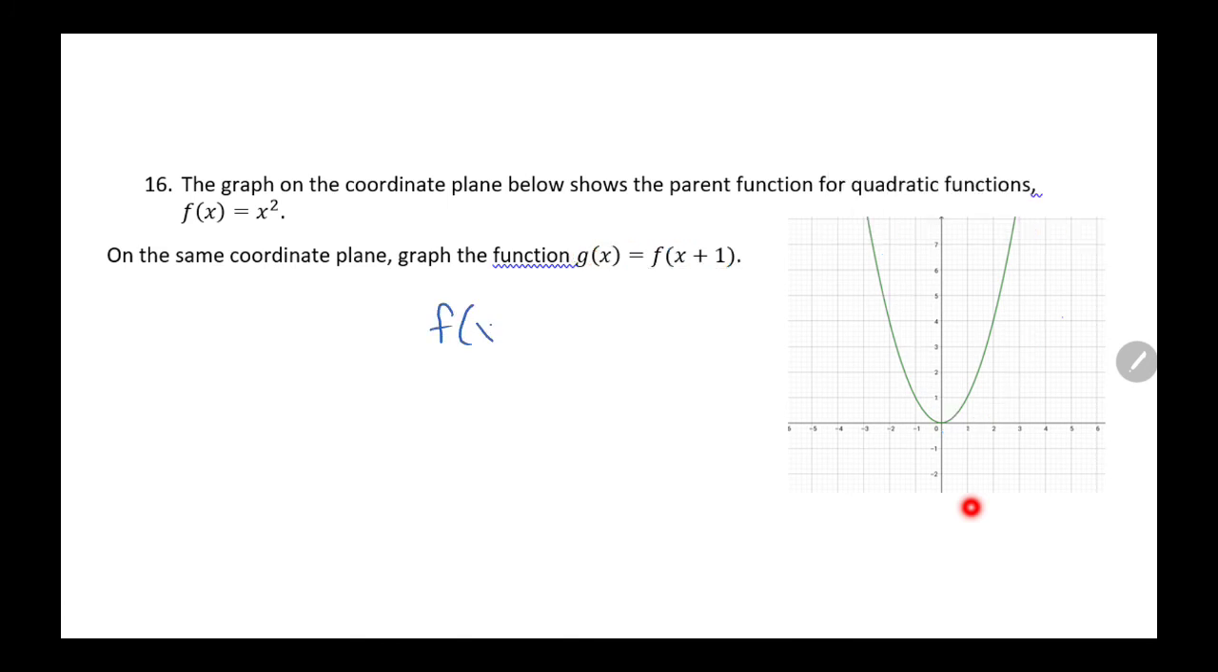So f of x plus 1 equals x plus 1 whole squared. So if my vertex is -1, 0, I should actually go to -1, 0. That would be a cool idea. Nice. Okay, much better. 1 unit to the left. So now this matches.